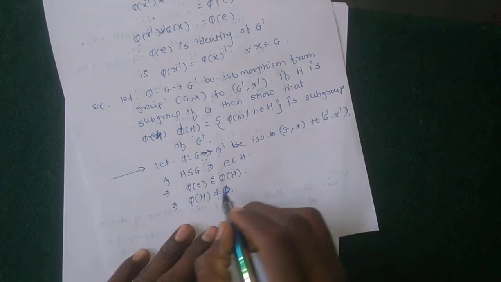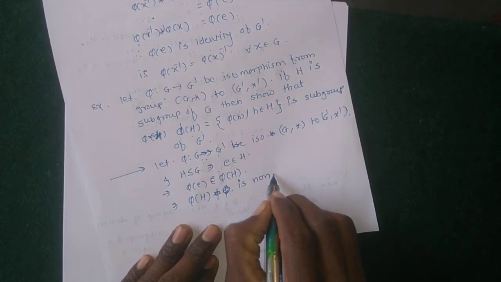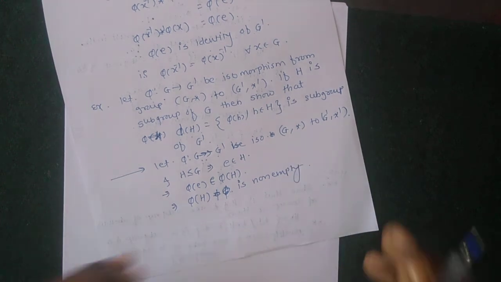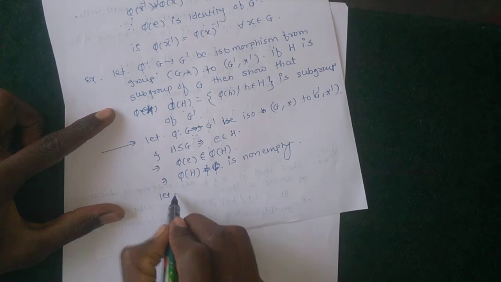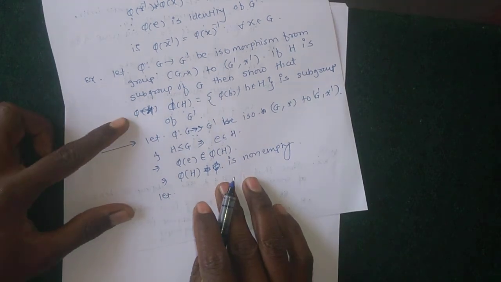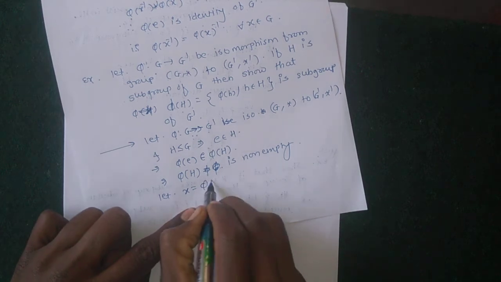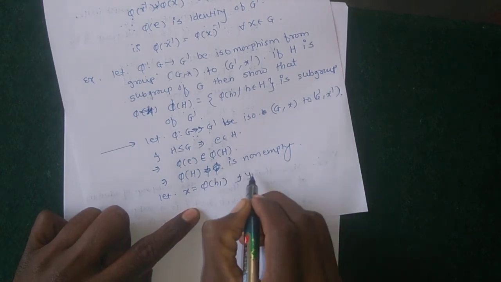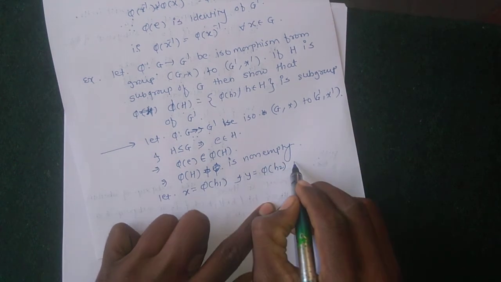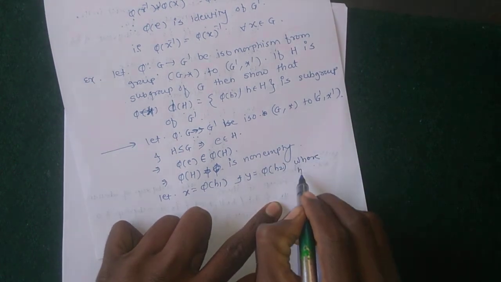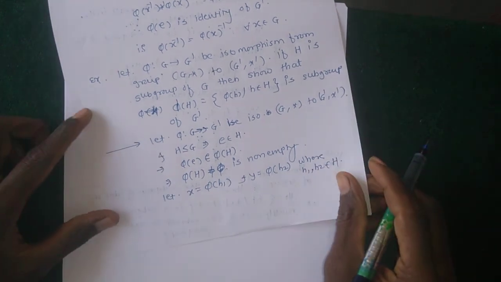Here we do not use the symbol, because phi of H is also given as non-empty. Again, we need to show that phi of H is a subgroup. Let X equal to phi of H1 and Y equal to phi of H2, choosing two elements of phi of H, where H1 and H2 belong to the given set H.